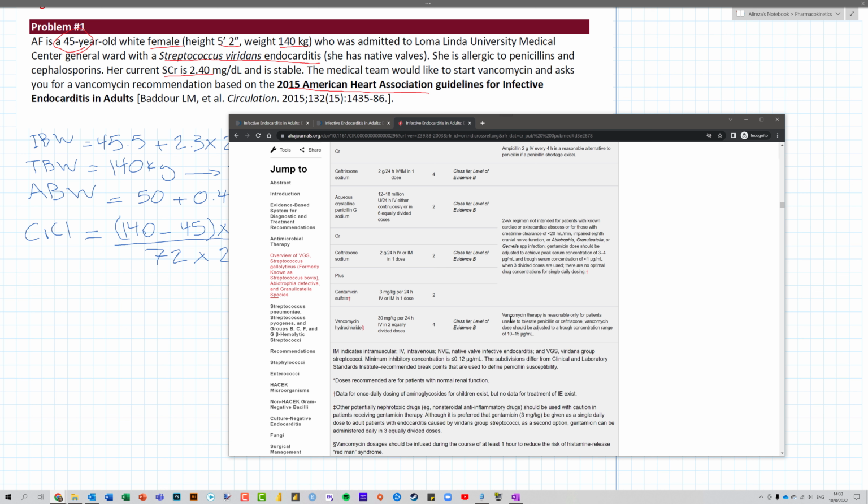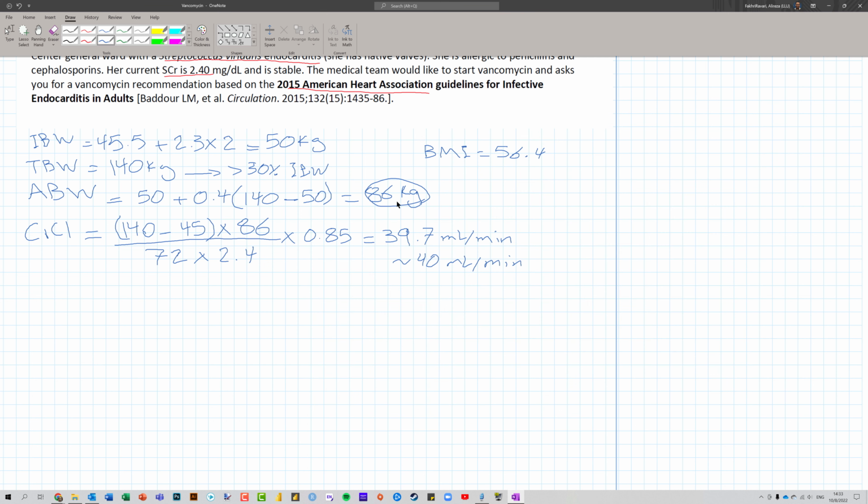And then they also tell you that vancomycin therapy is reasonable only for patients unable to tolerate penicillin or ceftriaxone, which sounds like this patient who has allergies to penicillins and cephalosporins. And vancomycin dose should be adjusted to a trough range of 10 to 15. Okay, so now let's see what we can do for this patient.